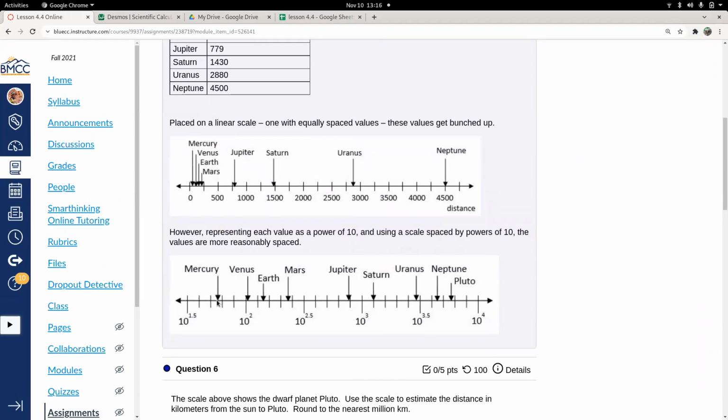If we plot these on a logarithmic scale, where we just plot the power of 10, then we can see some separation in there. But remember, that's a distorted scale, and that's okay. So logarithmic scale just plots their powers. I'm just going to double check a couple of these. This right here is 1.5. This line right here by Venus is a 2. So going from 1.5 to 2, this must be 1.6, 1.7, 1.8, and 1.9. So Mercury is here between 1.7 and 1.8, closer to 1.8.